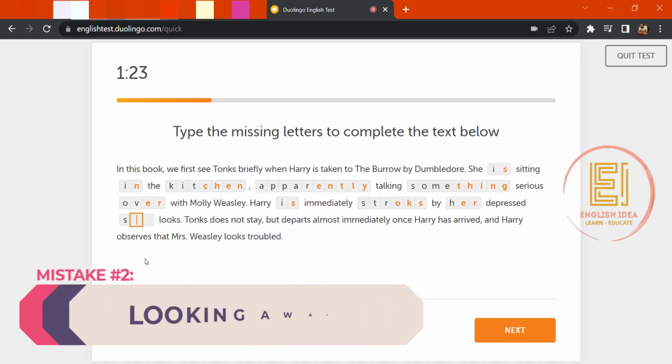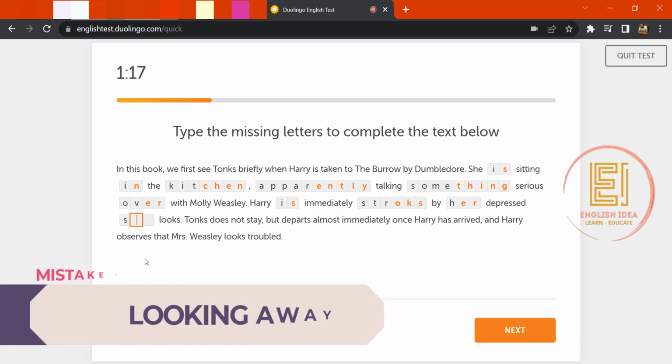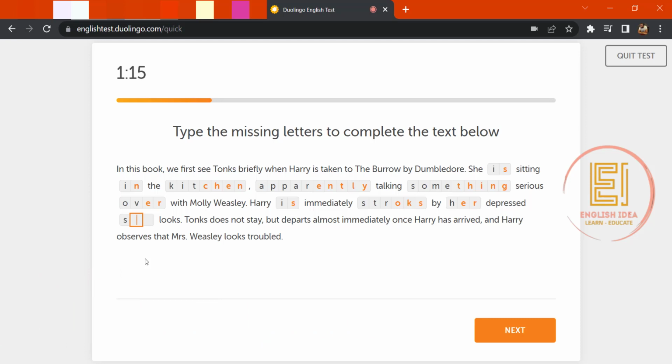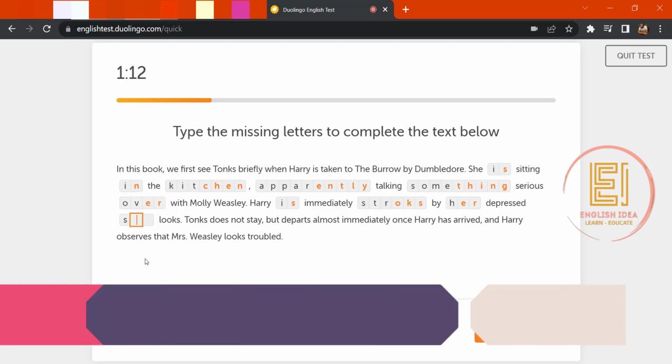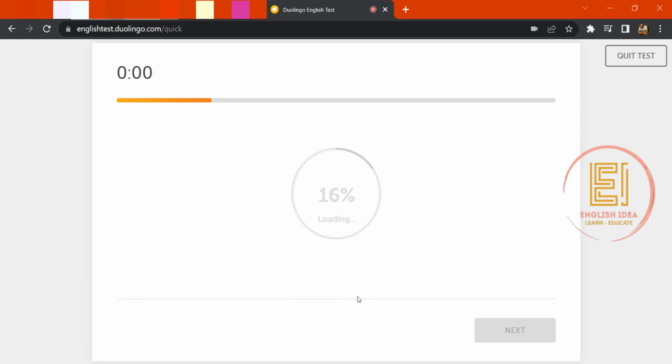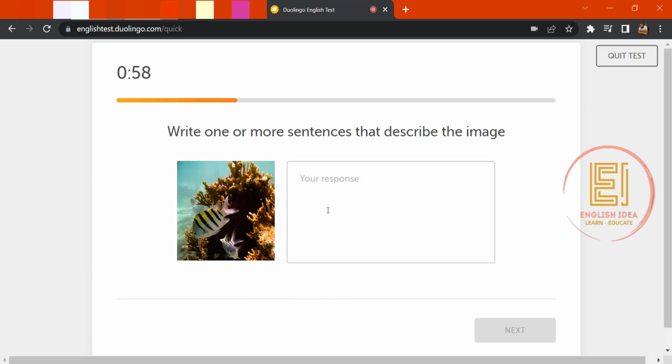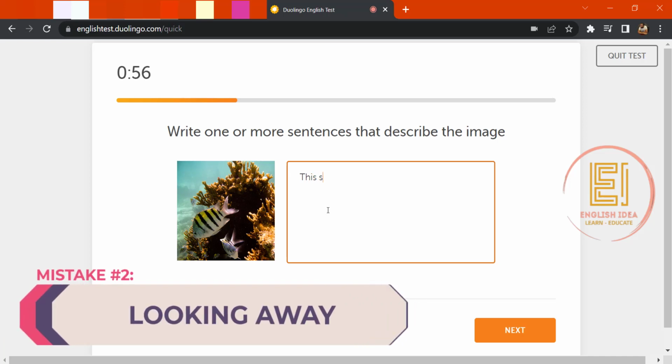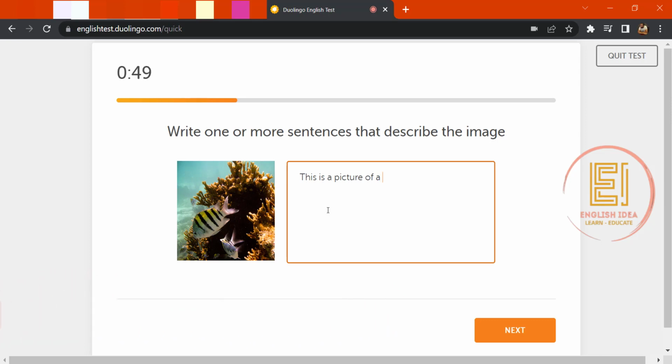Mistake number 2: looking away for a long time. Many of you may have received emails stating that you looked away from the screen for a long time. I'm pretty sure you are sitting there and telling yourself that you have not looked anywhere apart from the screen and keyboard. So the solution is that while giving the exam, you should look at the screen, keyboard and occasionally at the camera.